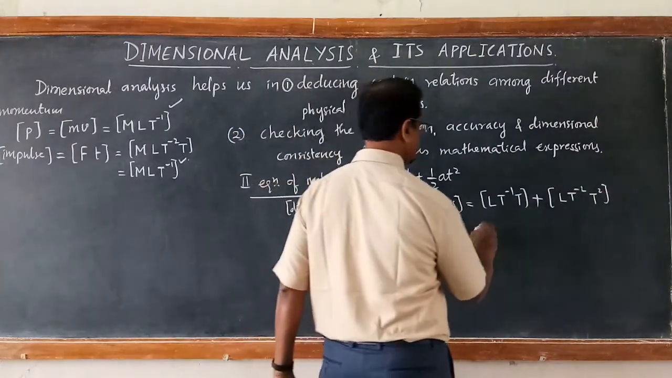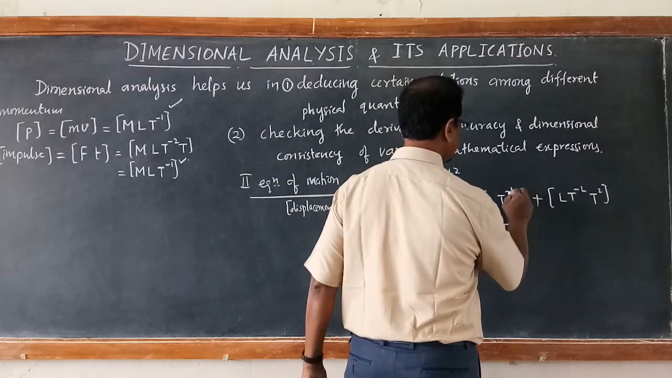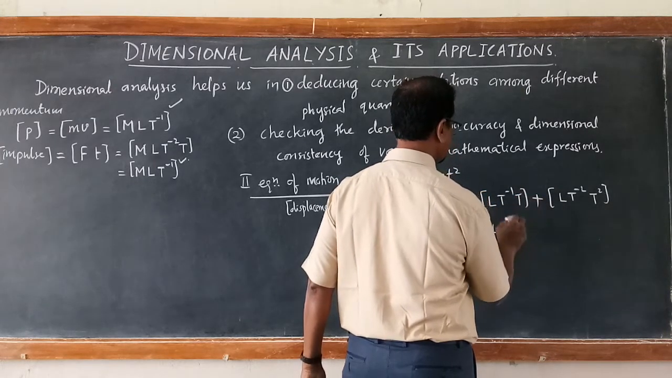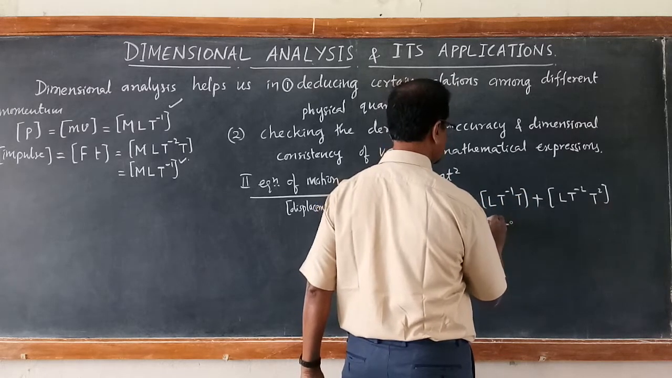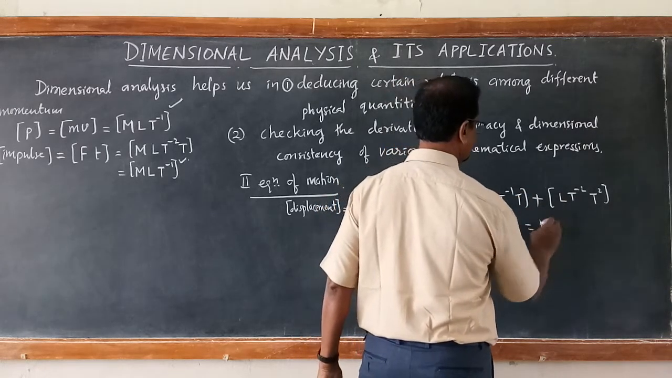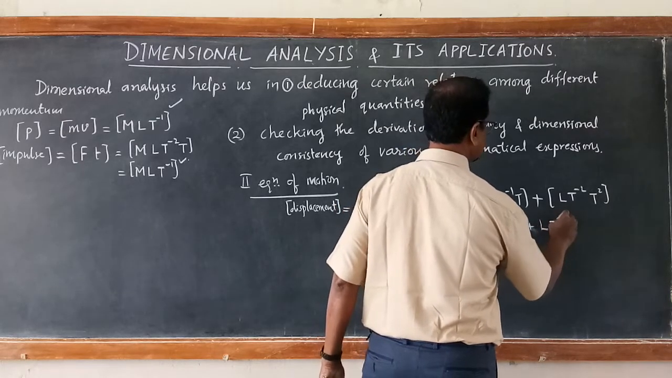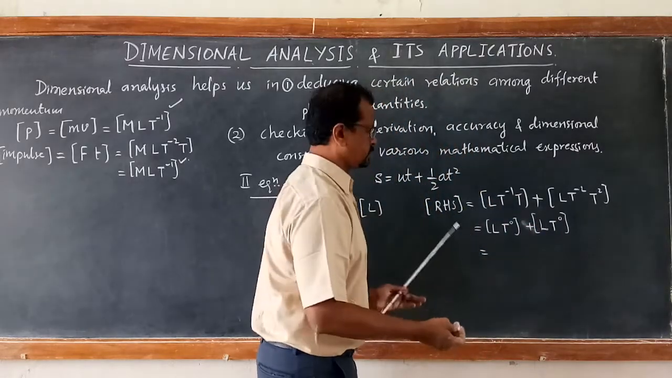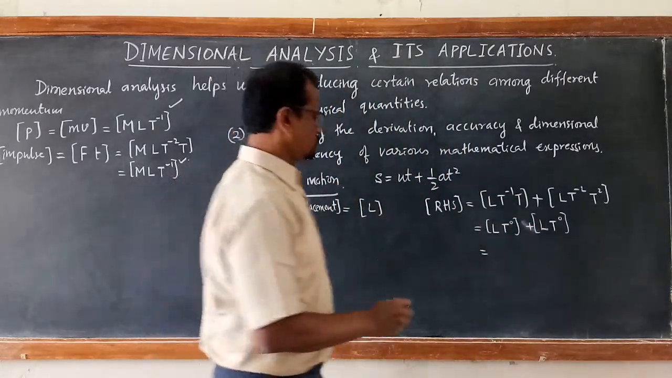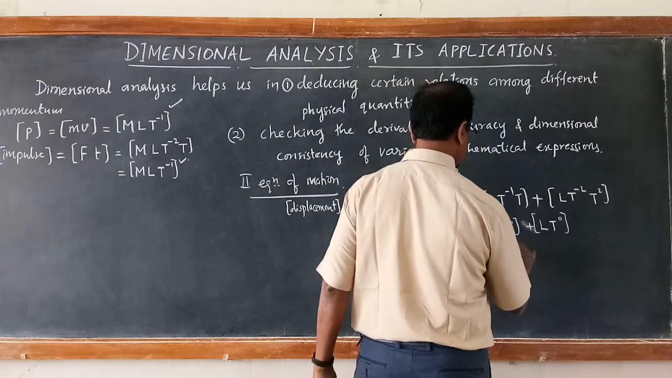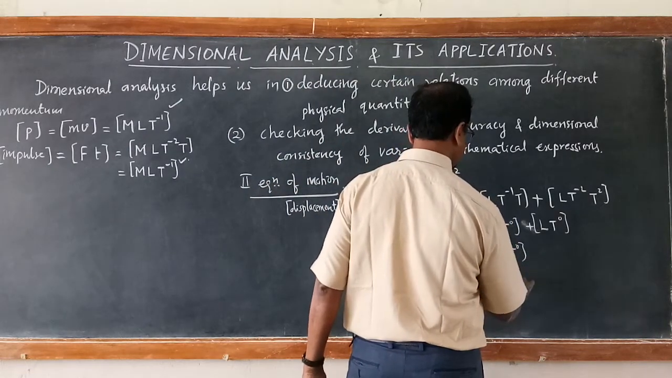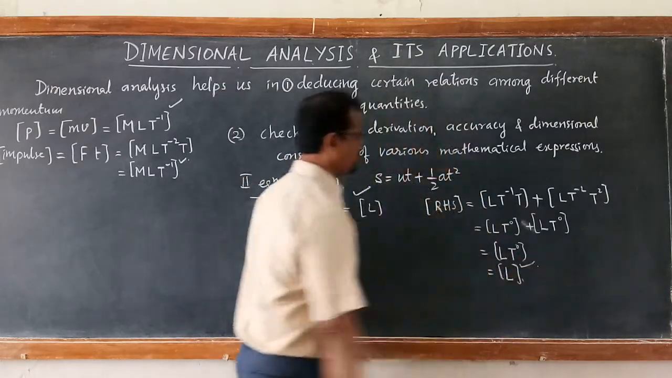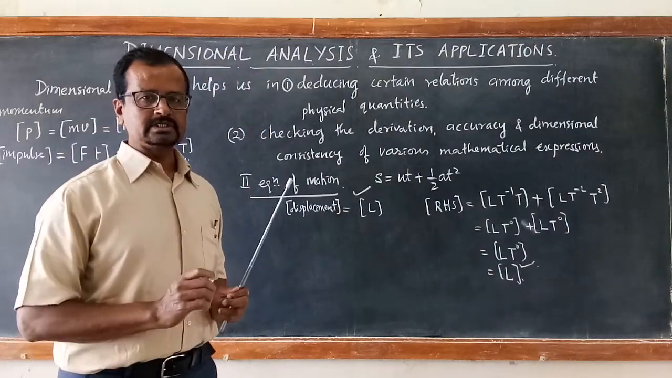So when you check this, it comes out to be L T raised to -1 times T, and L T raised to -2 times T square. T raised to -1 times T raised to +1 becomes T raised to 0. Here also you see L T raised to 0. So this comes out to be 2 times L T raised to 0. The 2 doesn't have any meaning. So it has the dimension of L T raised to 0, that is, RHS also has the dimension of L. LHS has the dimension of L, RHS also has the dimension of L. That's how this given equation is consistent.